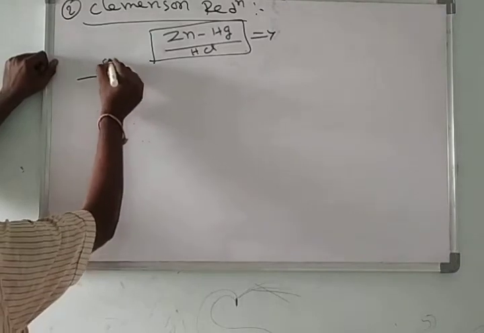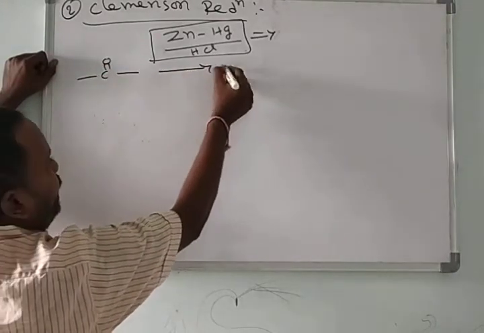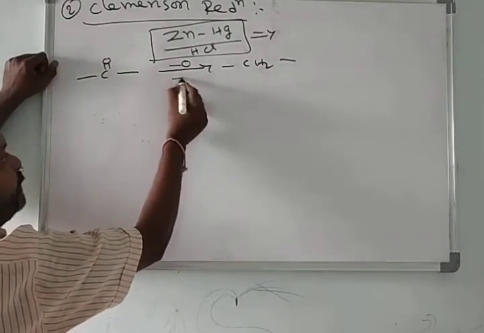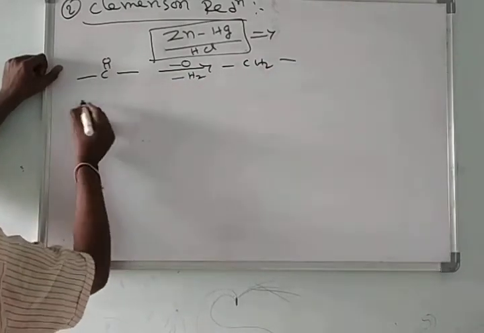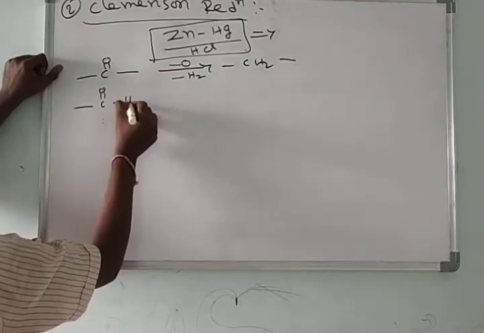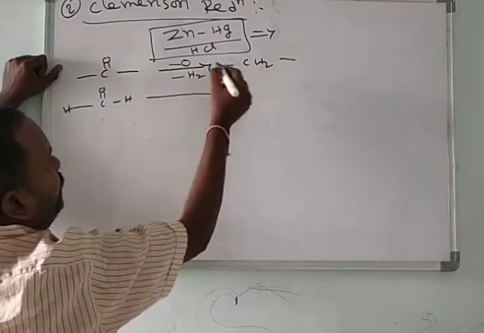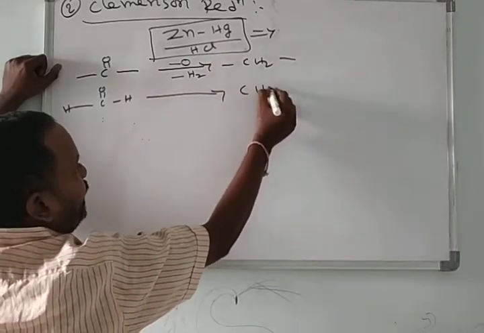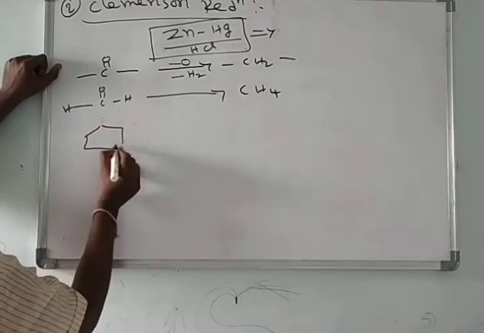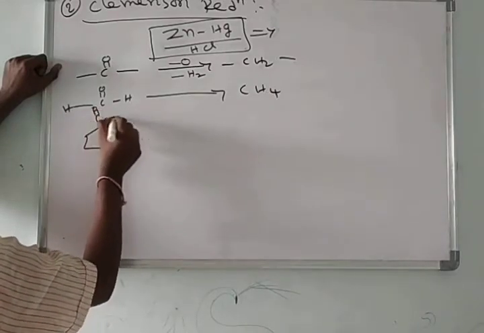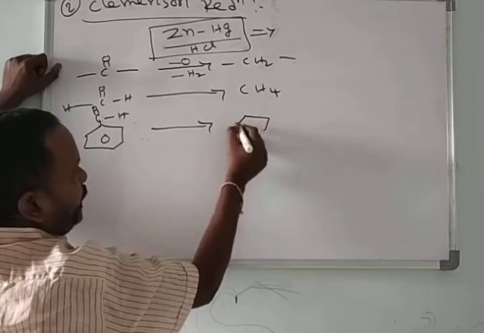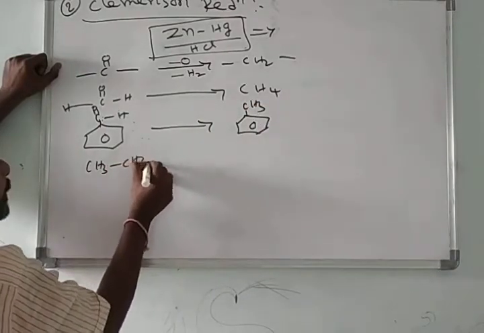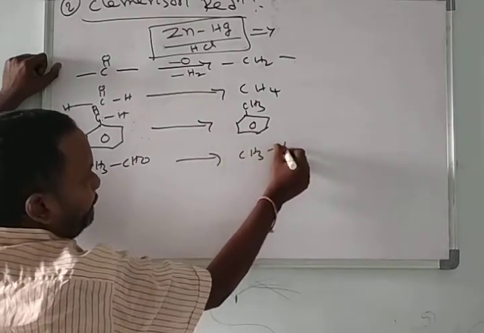Here also the C double bond O functional group converts into the CH2 functional group. We remove the oxygen and add hydrogen. It is the same reaction. Taking formaldehyde in the presence of zinc mercury hydrochloric acid, we get methane. Taking benzaldehyde, we get toluene. Taking acetaldehyde, we get ethane.